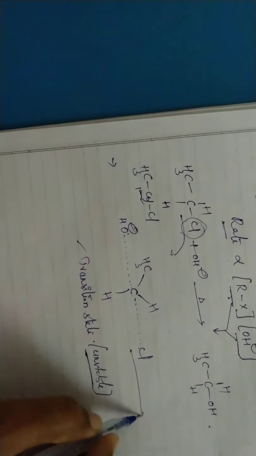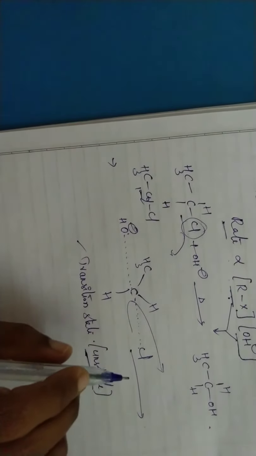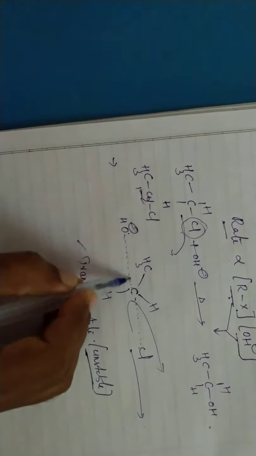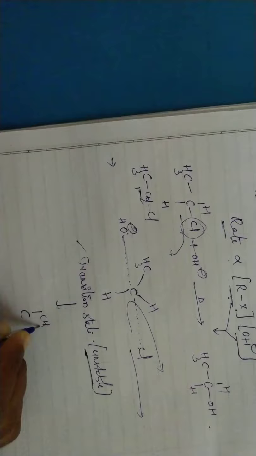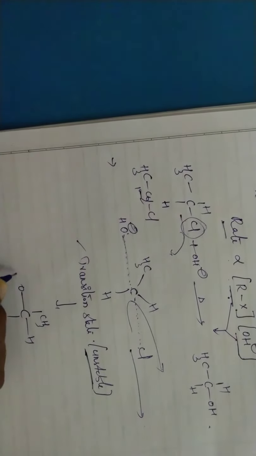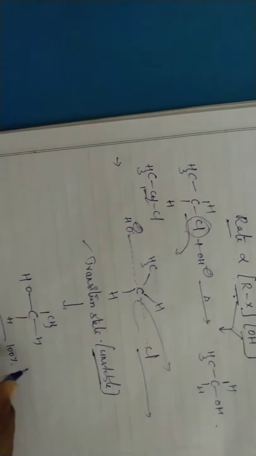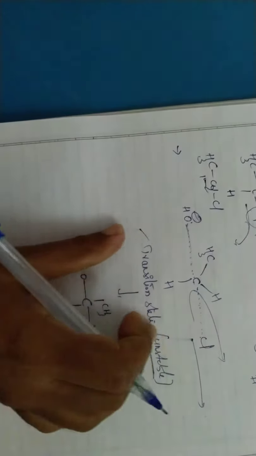So after some time what happened? The chlorine is completely leaving from the carbon and there is a new bond formation between the carbon and oxygen. So now we are getting here CH3, H and OH. So here 100% only one product is possible. We cannot obtain two products like SN1. Why? Because chlorine is going out and OH is coming in, so both the processes are taking place simultaneously. So when chlorine is completely cleaved from the carbon, then the new bond is formed between the carbon and OH.